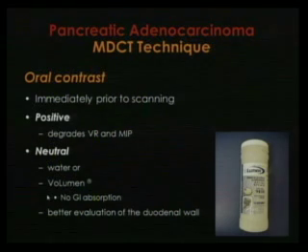In our protocol, we are now using neutral contrast. Neutral contrast can be either water or Volumen. We use Volumen here. Volumen is a suspension of barium sulfate, 0.1% barium, and it appears on the CT with the same density as water. The benefit is that the water is absorbed and the Volumen stays in the GI tract, causing distension of the lumen.